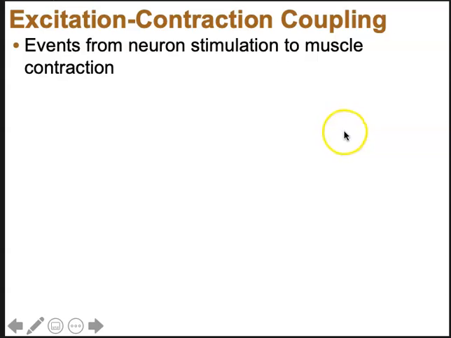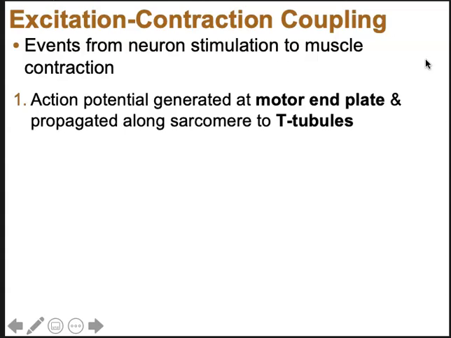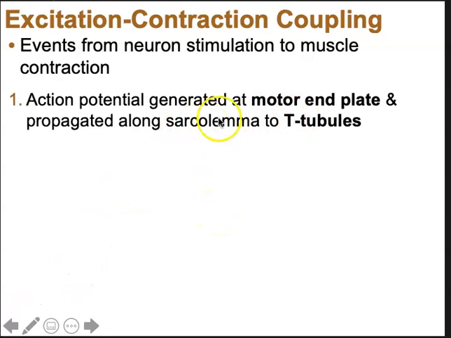excitation-contraction coupling overview. So the events from neuron stimulation to muscle contraction is what the excitation-contraction coupling is all about, the entire event. Now, the action potential is generated at the motor end plate of a muscle due to the stimulation of a somatic motor neuron. The action potential propagates or travels along the, I'm sorry, this should really say, hold on. So the action potential travels along the sarcolemma. Please change that on your outline. It said sarcomere and it should say sarcolemma.